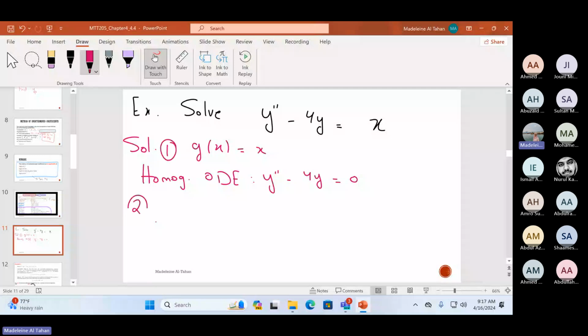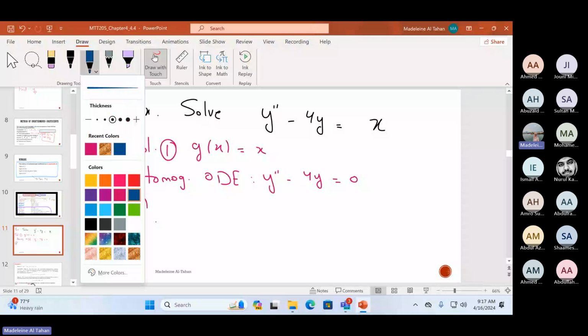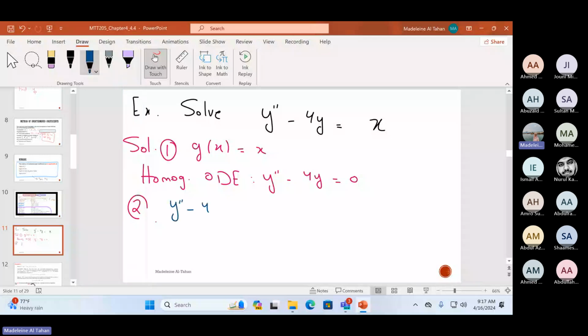Step number 2, we need to solve the homogeneous equation, y double prime minus 4y equals 0. Remember, we said y equals e to the mx. Instead of y prime, we put m. Instead of y double prime, m squared. And instead of y, we put nothing, just the constant before it. So y double prime becomes m squared, and this one, minus 4 equal to 0. Do we agree? Yes. Okay, m squared minus 4 equal to 0.